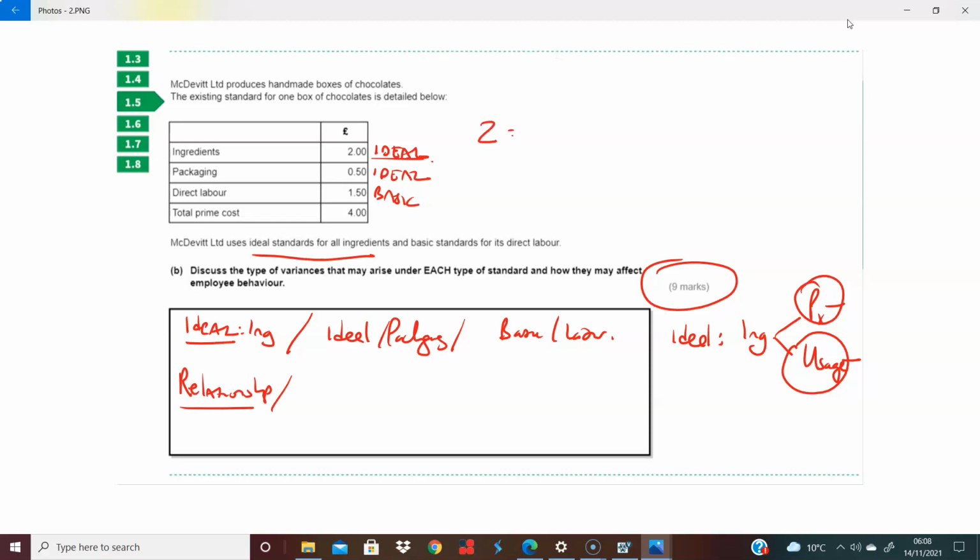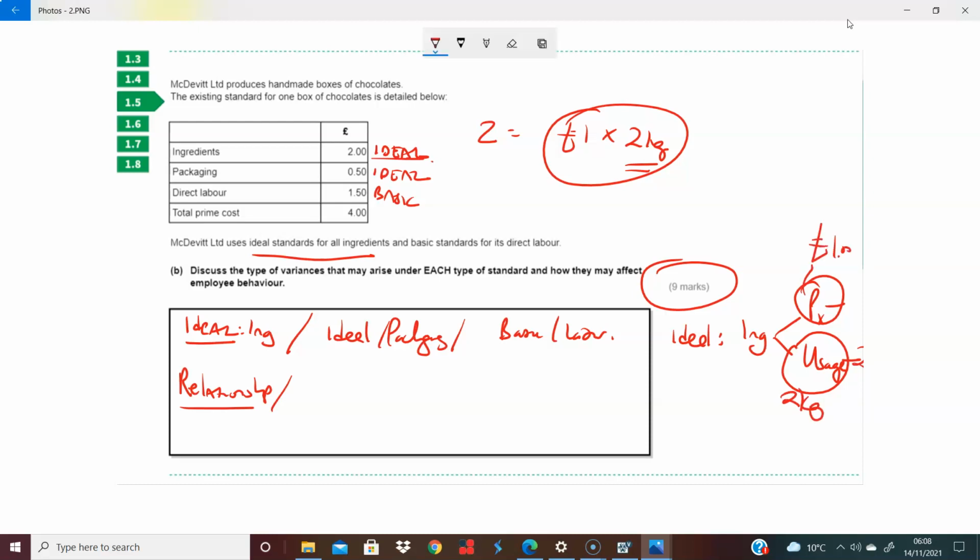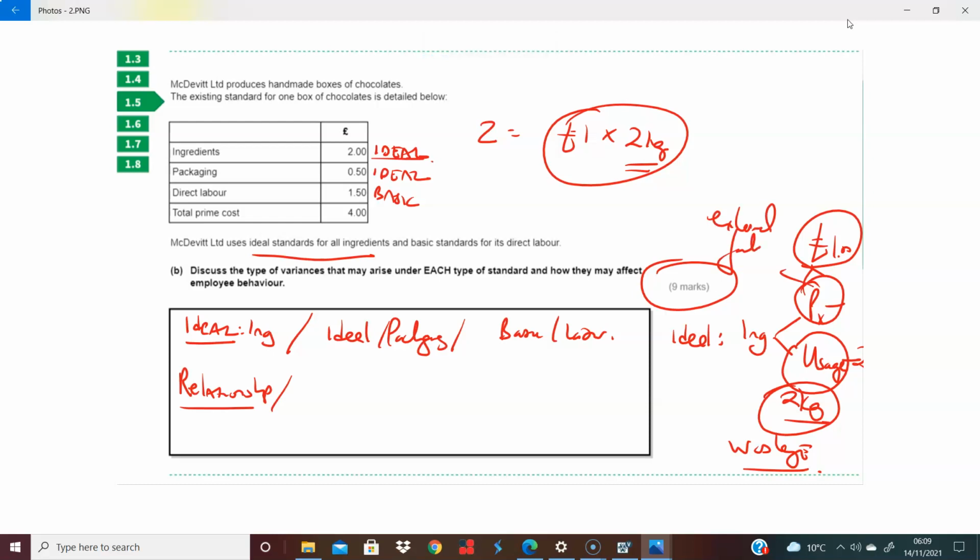So this £2, for example, could be made up of £1 times 2 kg. So what you're really saying is, I'm expecting you to use exactly 2 kilograms, and to spend exactly £1 on each kilogram. You're highlighting that it is possible that they will not be using 2 kilograms because we do see wastage. It's possible, and there might be external factors outside their control, or a shortage in supply, and they're not going to get this £1.